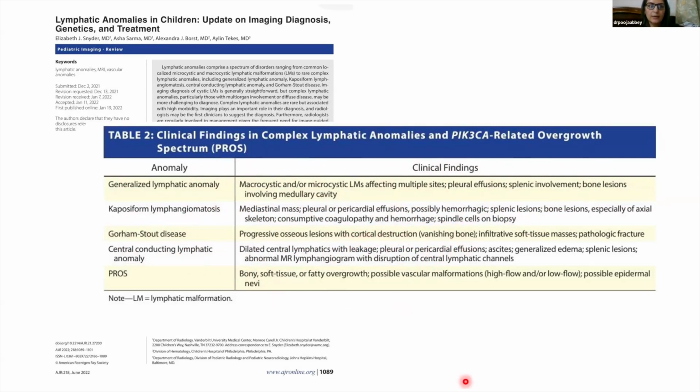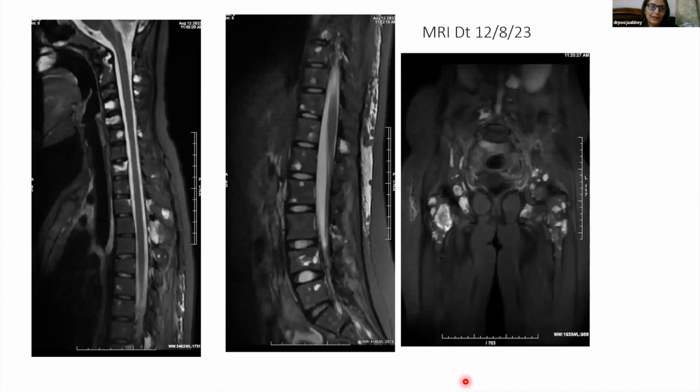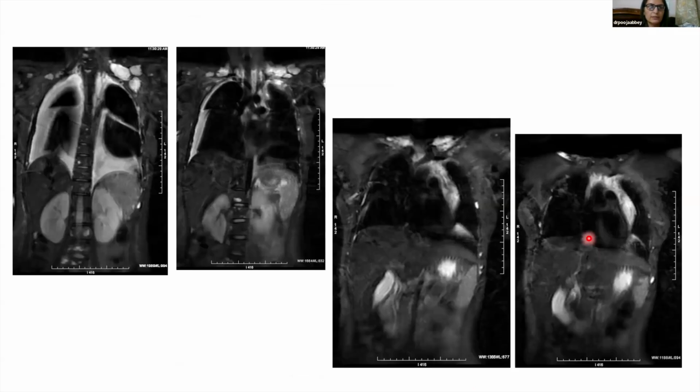So we then subsequently did an MR also for this child. And the MR nicely depicts the extent of involvement of these lesions in the bone. So multiple vertebral bodies were involved, and bilateral femora, the pelvic bones, all these lesions were very nicely seen. And in addition, we could demonstrate the lymphatic malformation as well.